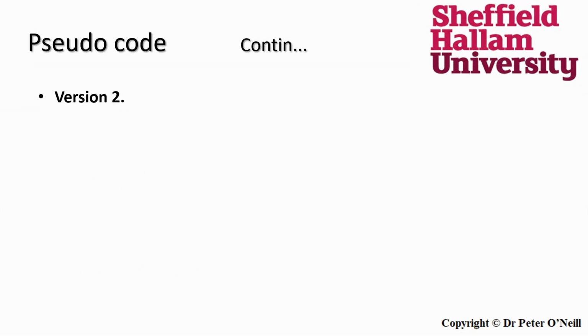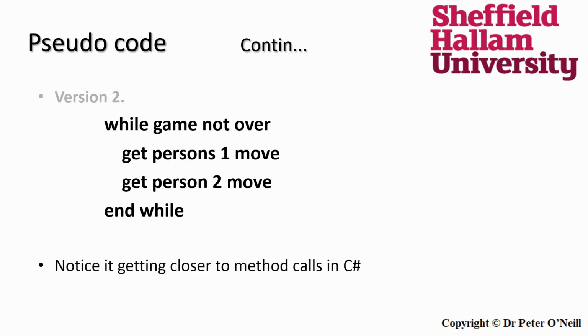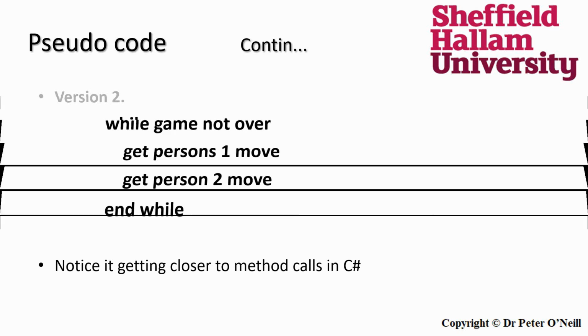Version 2. We're now going into a deeper level and it's getting closer to the coding level. Still quite a way away. While game not over, in other words, while not won, right? Get person 1 move. Get person 2 move. End while. So we're going round the loop and each person gets a turn. Notice it's getting closer to a method call in C Sharp.